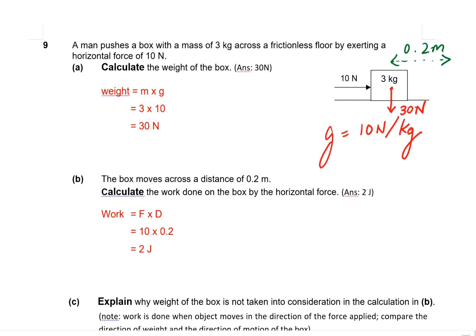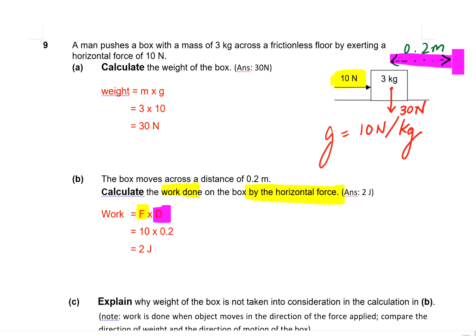Now I want you to really take note. Now I'm calculating the work done by the horizontal force. Which is the horizontal force? This is the horizontal force. So if your force is acting horizontally, then the distance will have to be a horizontal one as well here. Okay, so 10 times 0.2.